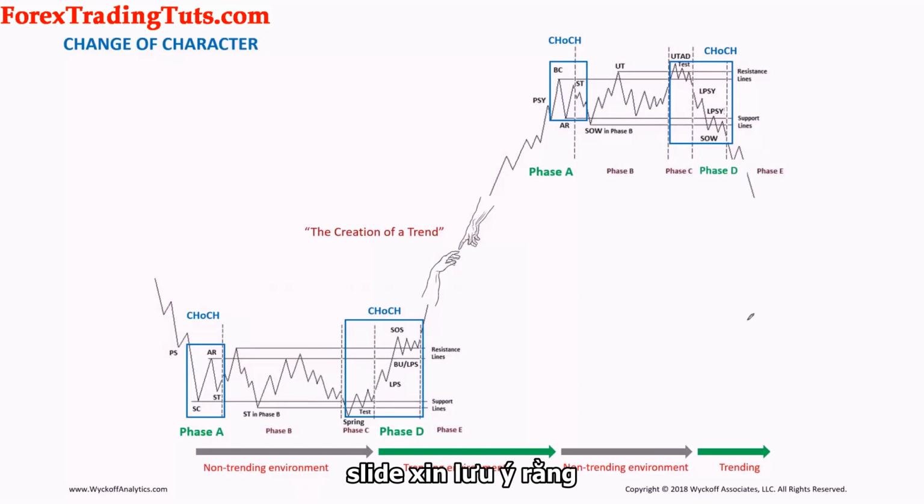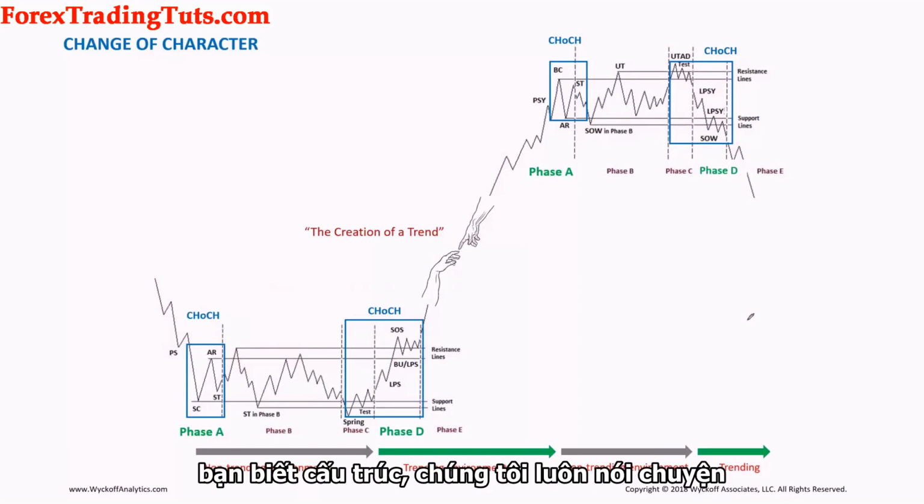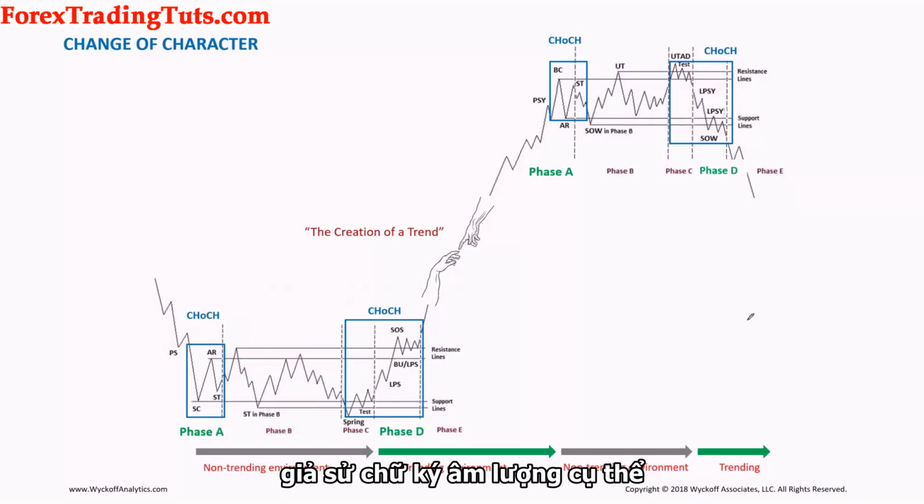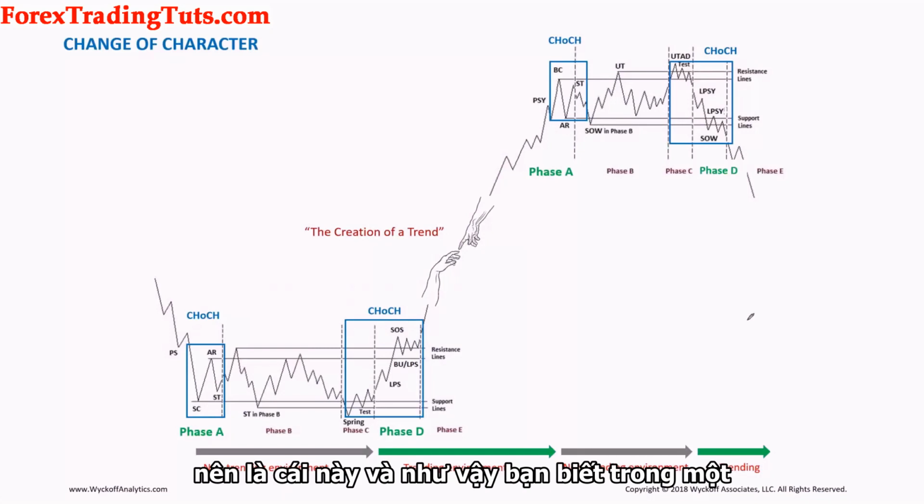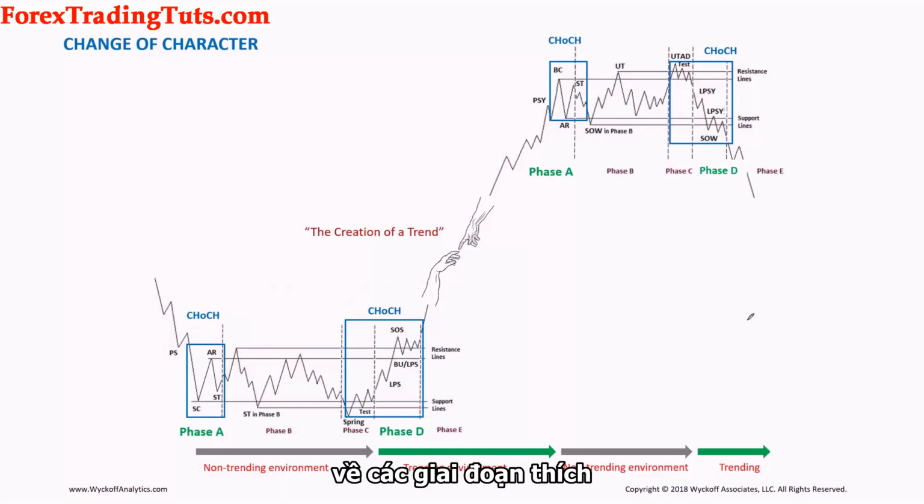Please note that structurally, we always talk about Wyckoff layers, right? So when we talk about, let's say, a specific volume signature should be this and such, in a specific phase. I want you to think about the change of character and think about Wyckoff phases and Wyckoff events and where a change of character usually would occur.